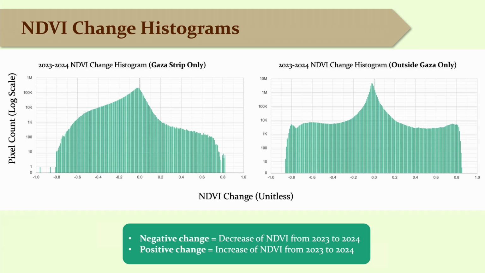These are histograms showing pixel counts from the NDVI change image. Negative values indicate pixels that had a decrease of NDVI from 2023 to 2024, and the positive values indicate an increase in NDVI. The histogram on the left is only looking at pixels from within the Gaza Strip, and as you can see, there were many more pixels that had a decrease in NDVI. When you compare that to the pixels on the right, which are only looking at the surrounding area, it's a much more symmetrical distribution, indicating that there was no trend one way or the other, and that NDVI increase and decrease was much more balanced.